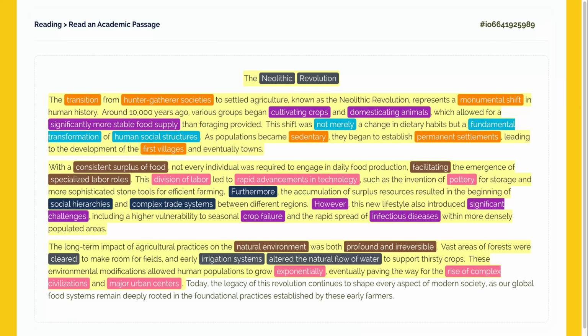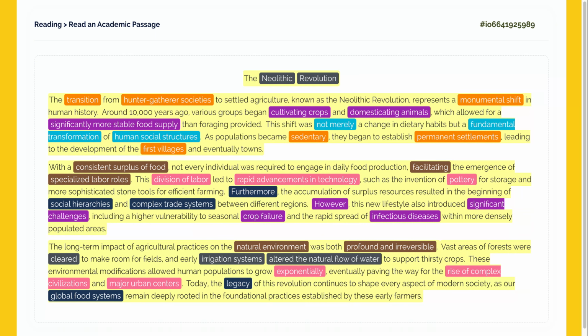Today, the legacy of this revolution continues to shape every aspect of modern society, as our global food systems remain deeply rooted in the foundational practices established by these early farmers. The passage concludes by connecting the past to the present. The word legacy refers to the long-lasting impact of the revolution. Our global food systems are still based on those foundational practices from thousands of years ago. It reminds the reader that the Neolithic Revolution is the reason our world looks the way it does today.